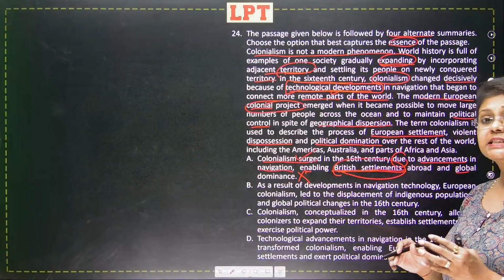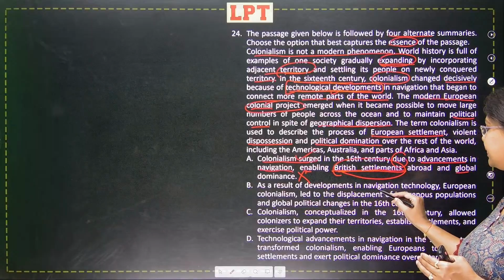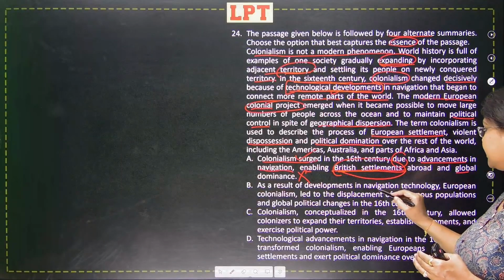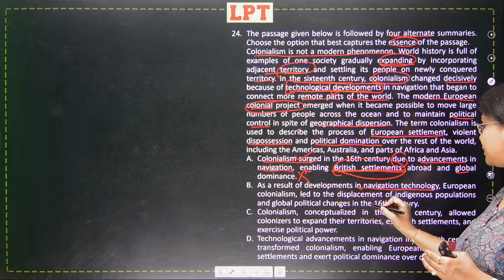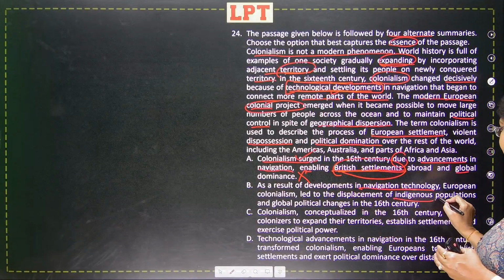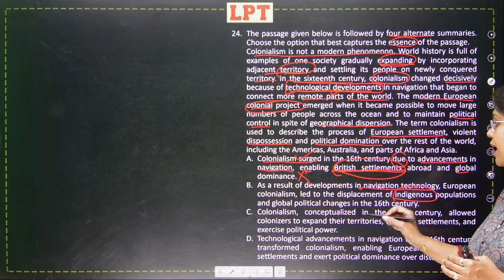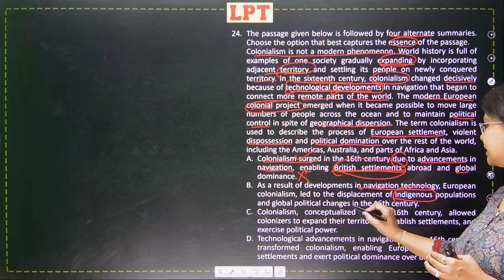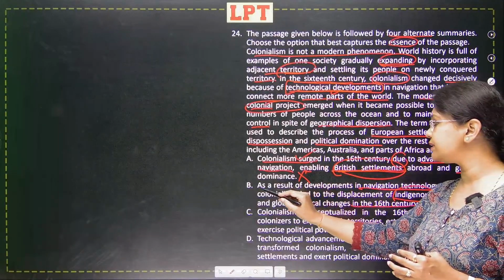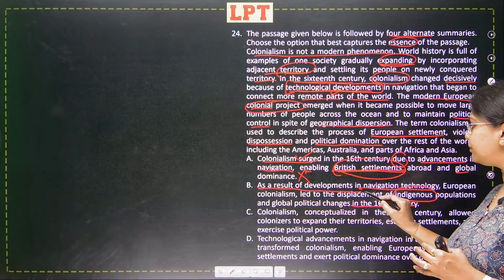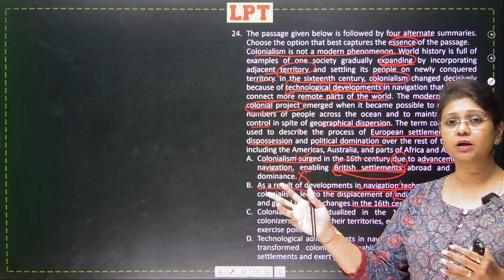Let's have a look at the second one now. It says as a result of development in navigation technology, European colonialism led to the displacement of indigenous populations. We have not talked about indigenous populations as such, and global political changes in the 16th century. So here you have a cause-effect relationship. They have said as a result of developments in navigation, so we will have to verify whether you do have a cause like that.